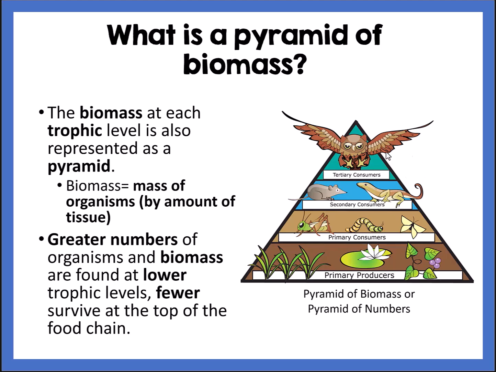So this owl individually might have more biomass than you'd find in these other levels, but there's going to be very few owls that are going to be supported at that top level. And so the amount of biomass in this tertiary consumer level is actually going to be the least out of the whole pyramid. So we call that the pyramid of biomass, and also it works for the pyramid of numbers. So the number of plants here is going to be much greater than the number of owls at the top.